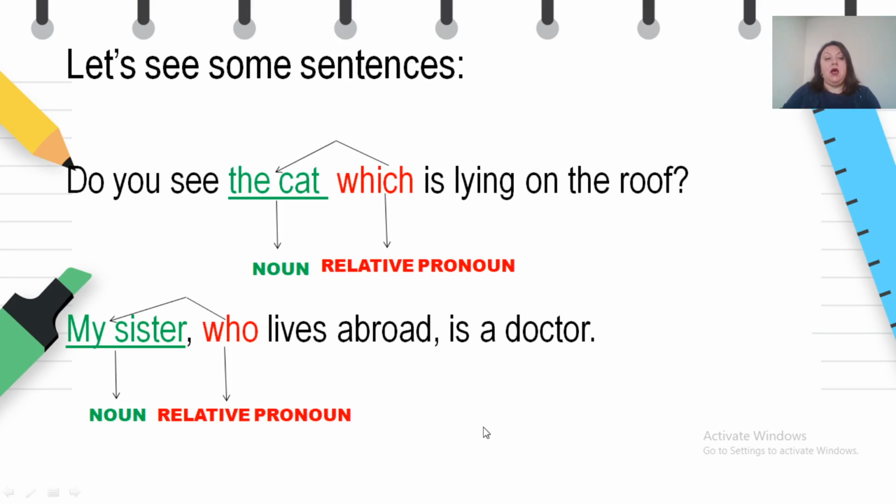Let's see some sentences where a relative pronoun is being used. Do you see the cat which is lying on the roof?